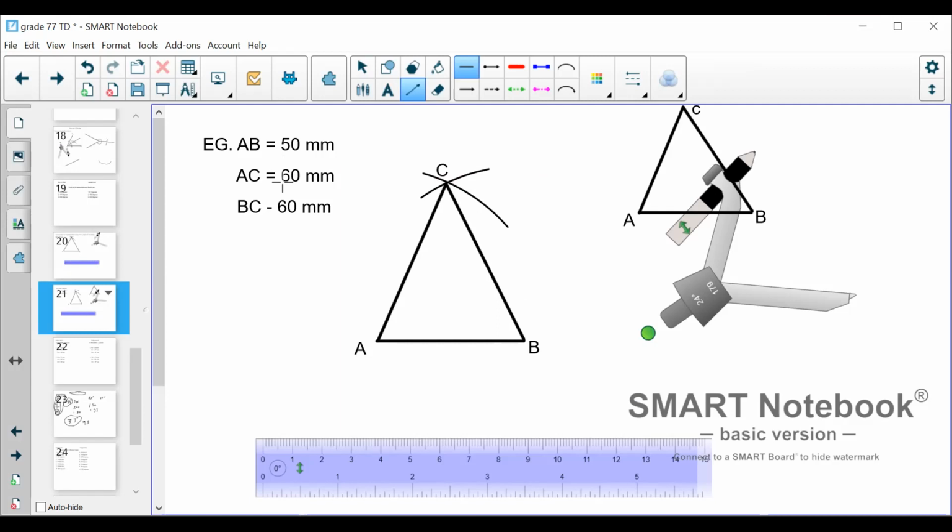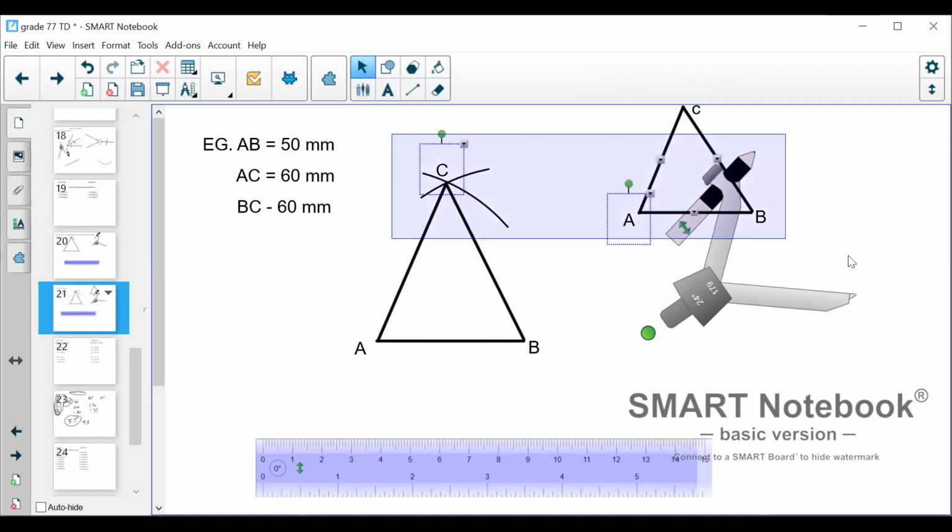So there you have your triangle. Now looking at the measurements, this should tell you that it's an isosceles triangle because two sides are equal, right? Two sides are equal. So it's an isosceles triangle. Good.